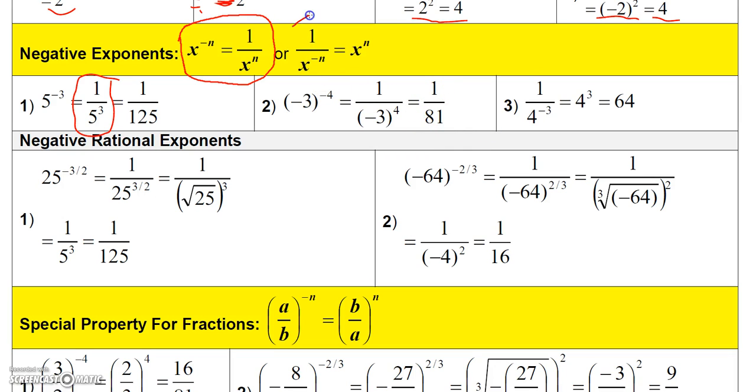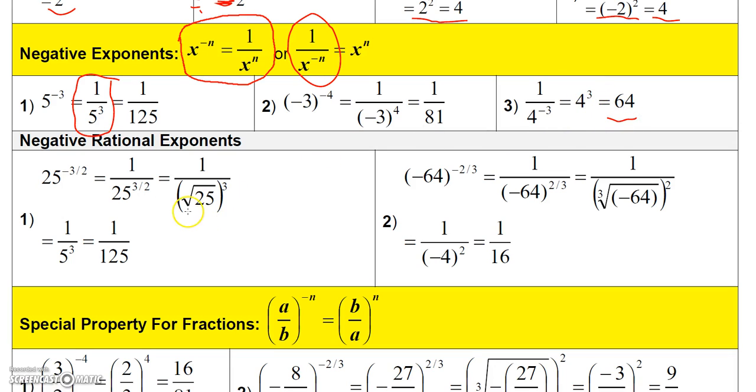Another property is if you have 1 over x to a negative power, you can actually write that as x to a positive power. So if I had 1 over 4 to the negative 3, I could write that as 4 to the positive 3, which is just 4 cubed, and 4 times 4 times 4 is 64.